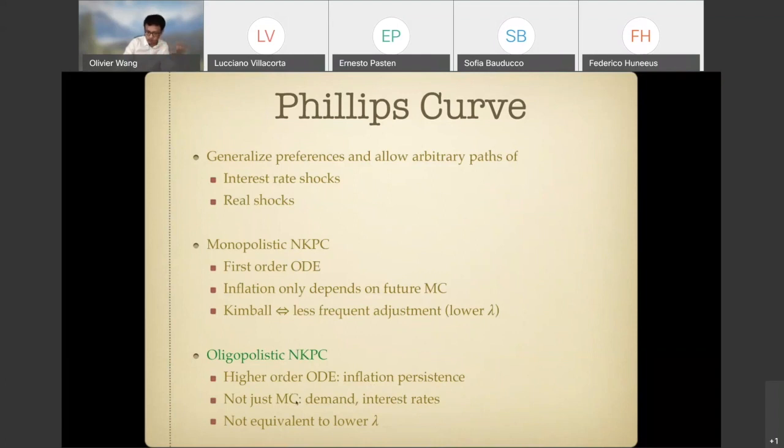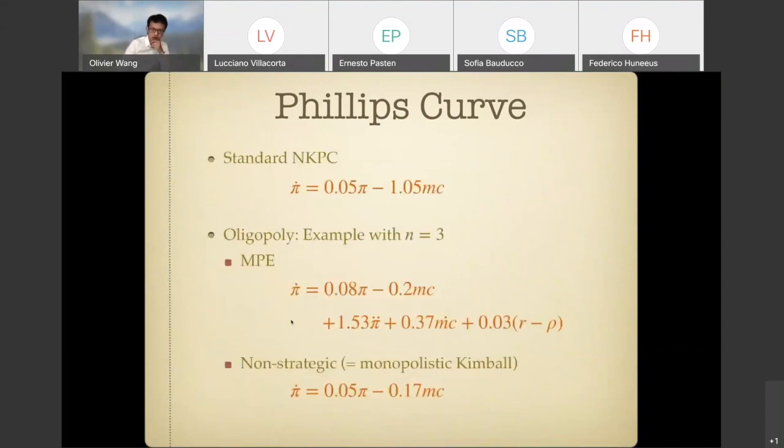Inflation is going to depend not just on future marginal cost, but demand conditions, interest rates, and so now the Phillips curve is not going to be equivalent to a monopolistic Phillips curve with Kimball preferences, so real rigidities in the literature. So just to show you an example, suppose you have a standard new Keynesian Phillips curve with our calibration that would be written this way. So it's a first order ODE. Now, if you had 3 firms in the economy, the Phillips curve we get is basically this. So you get higher discounting, much less reaction to marginal cost. So you go from 1 to 0.2.